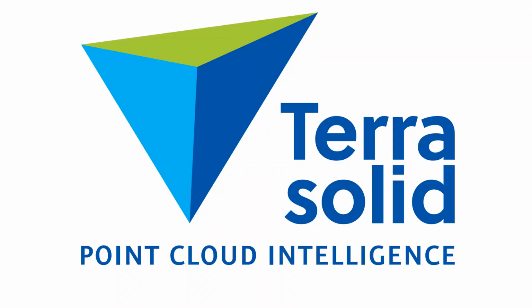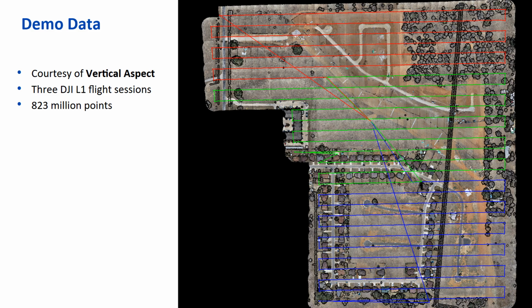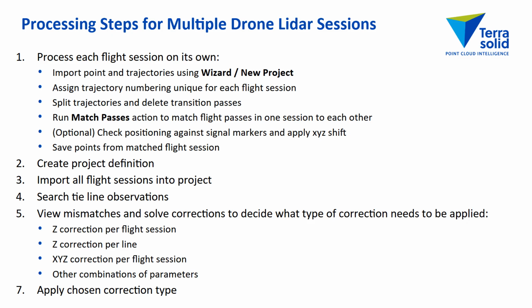In this video, we look at matching multiple drone lidar sessions. We use a dataset courtesy of Vertical Aspect, 3 DJI L1 flight sessions, 823 million points. The basic strategy is that first we match one flight session on its own, using the wizard and match passes step.